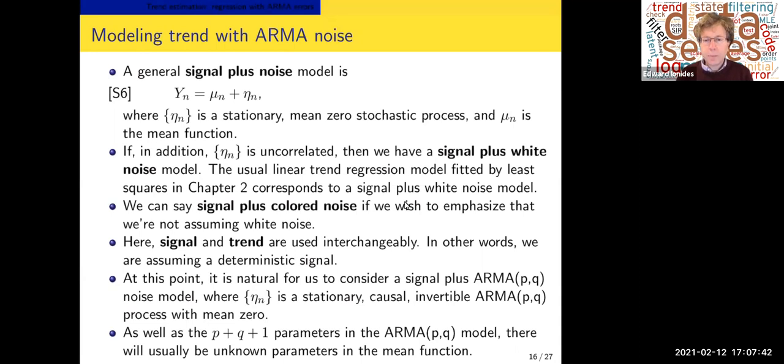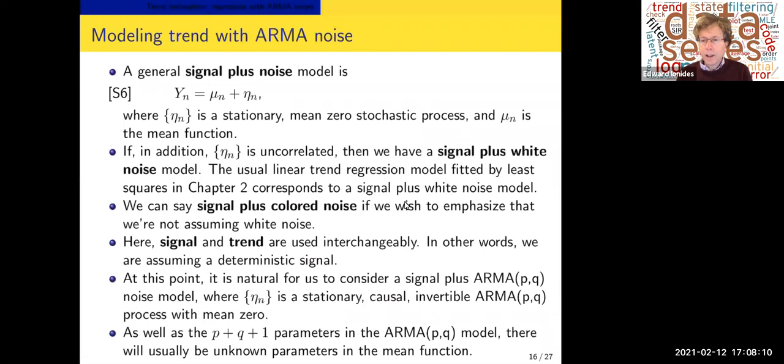This is chapter 6, part 2, moving on from slide 16. So now we're modeling trend with ARMA noise, and we're going to start with a general signal plus noise model. Y_n is mu_n plus eta_n. Eta_n is going to be stationary. We're going to suppose eta_n is mean zero, which is basically the definition of trend, right? So the trend is all in mu_n, which is the mean function.